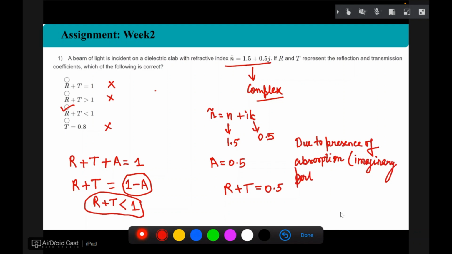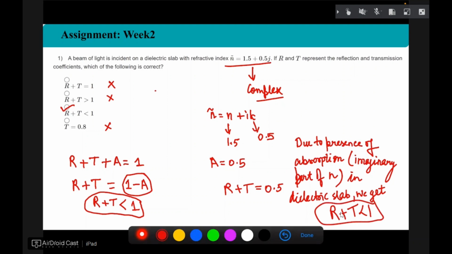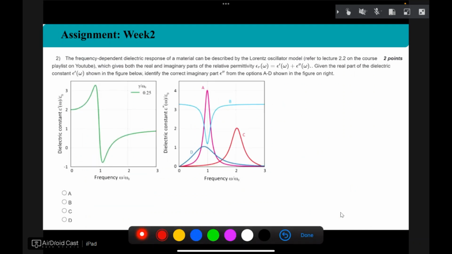the imaginary part of n in the dielectric slab, we get this value. Then, moving on to the second question.